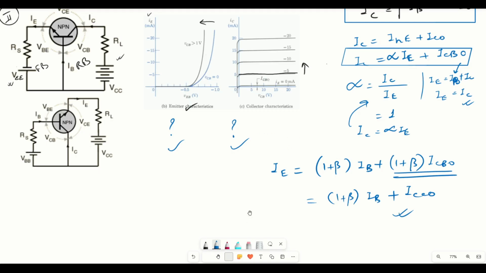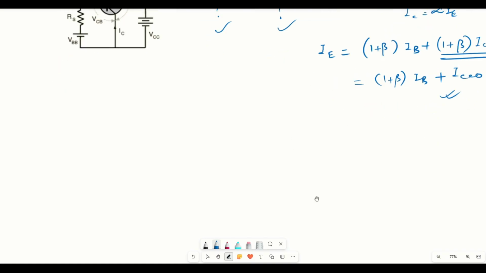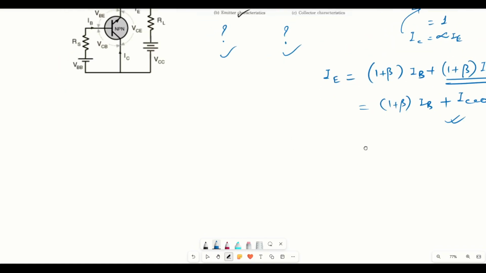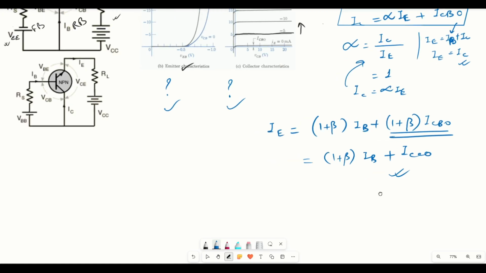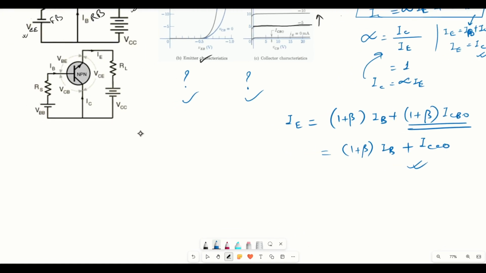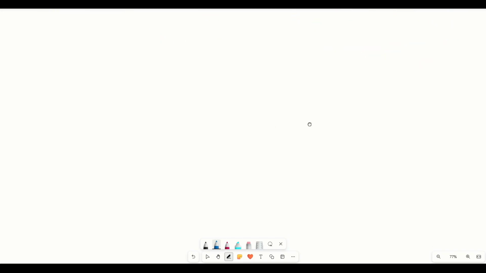Now next, let us see what is the relation of alpha, beta and gamma. We have not defined what is gamma. The gain in the common collector configuration is called gamma. So gamma is given by the ratio of output by input. Now let's see what is the relation between alpha, beta and gamma.